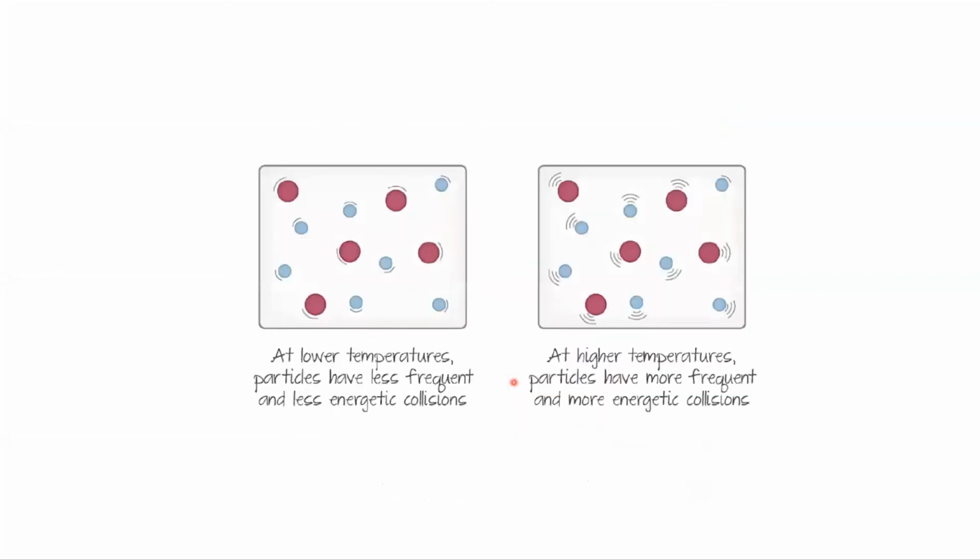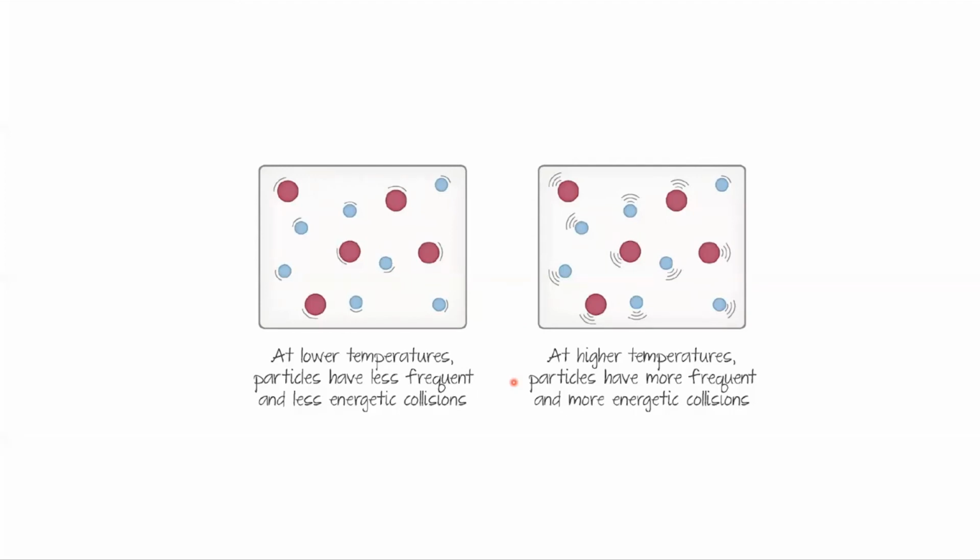Okay, so this one, for example, we can see that temperature is an important factor when it comes to rate of reaction. You can see that there are two samples of gases here. One is at a lower temperature, one is at a higher temperature. And the one on the left, at lower temperature, has lower frequency of collision. When I say frequency, basically I'm saying number of particles colliding with each other, number of collisions per unit time.